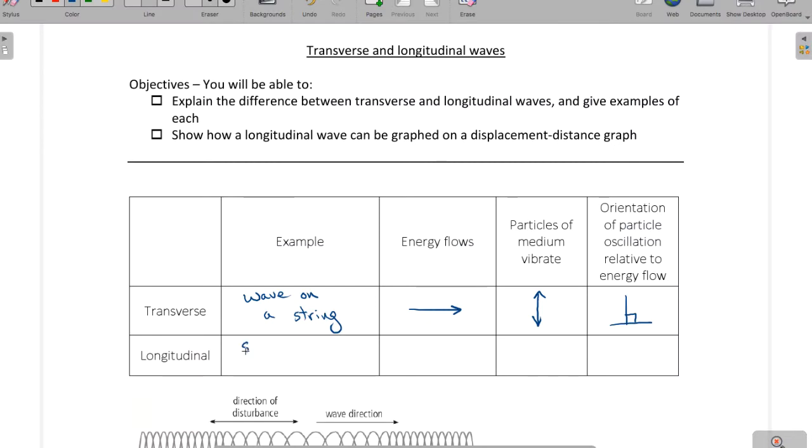So for longitudinal waves, like sound waves in air, if the energy is flowing off to the right, that's the direction of the wave propagation, then the particles of the medium are also oscillating right and left. In other words, they are oscillating parallel to the direction of energy flow, of wave propagation.